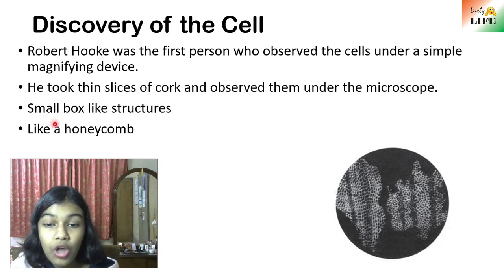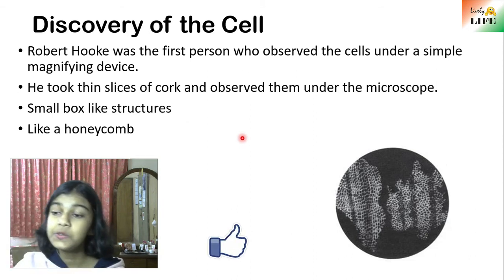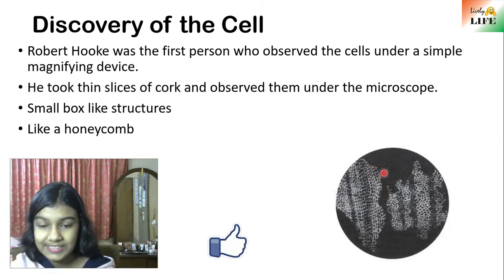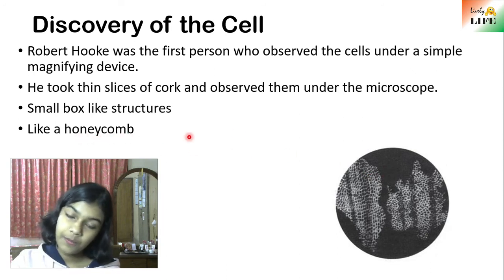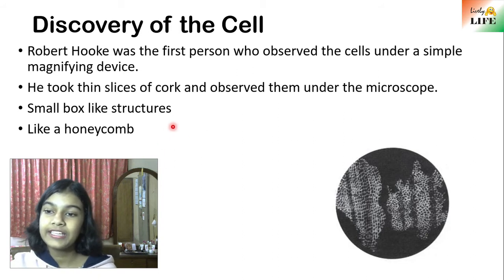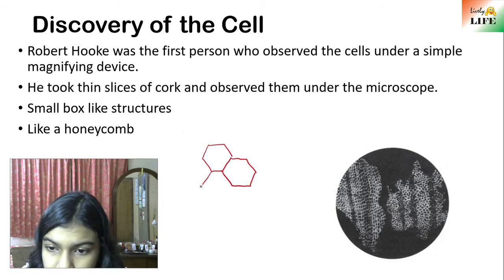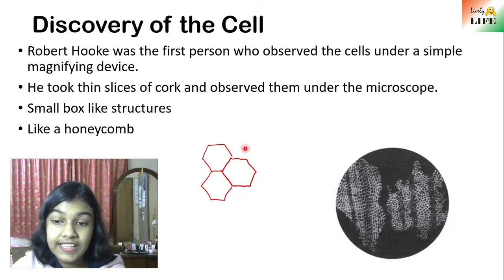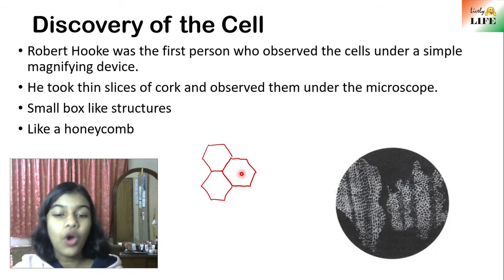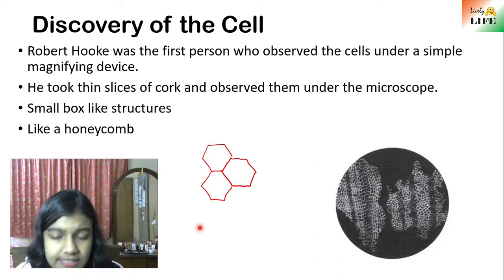He observed small box-like structures. The cork was made up of really small, really minute box-like structures, as you can see, and they appear like a honeycomb. We have all seen a honeycomb, it looks something like this. This is how a honeycomb looks. They're hexagonal in shape. I think we all have seen a honeycomb.